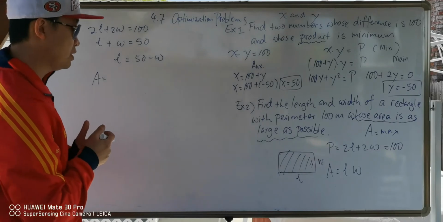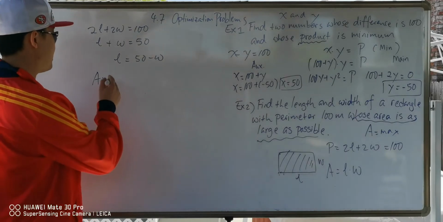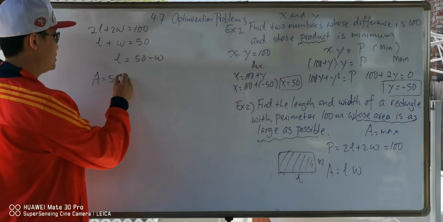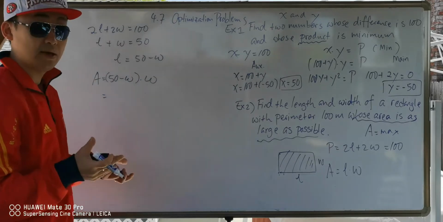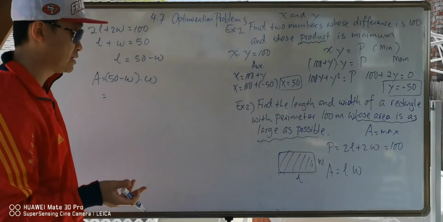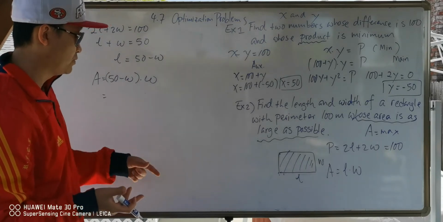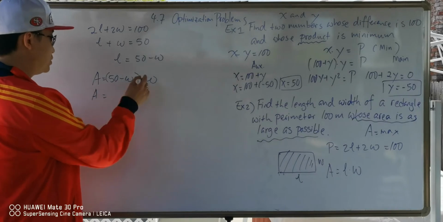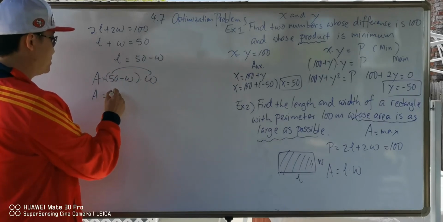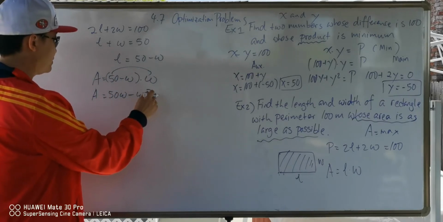So for the area, we have length times width. So that means length, which is 50 minus W, times W. And don't forget, the area of the rectangle, that's the one we need to maximize. So in other words, that means we need to use this one to differentiate. So first thing that you want to do, multiply things out. So we got 50W minus W squared.